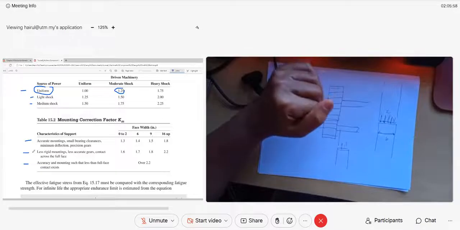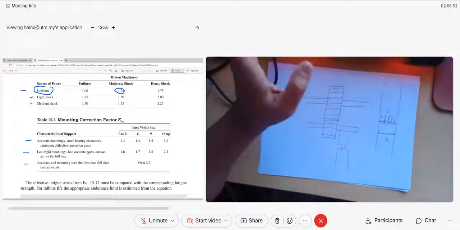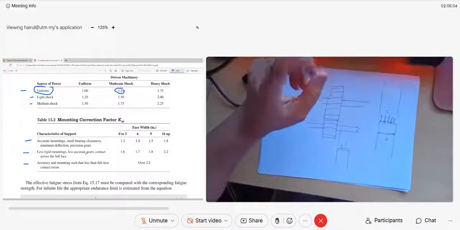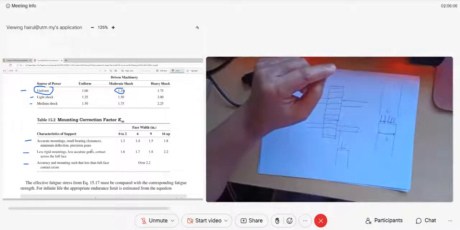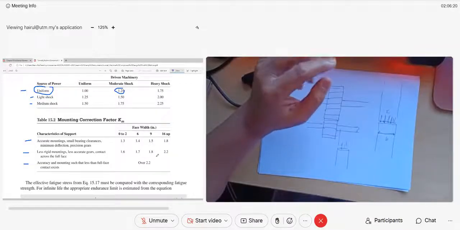Okay, guys, the middle one is less rigid mounting, less accurate gear. Sometimes the question always states it, so read the question: less rigid mounting, less accurate gear, contact across full surface. If face width is 0 to 2, use 1.6. If face width is 6 inch, 1.7. Face width is 9, 1.8. Greater than 6, 2.2. Okay, guys, that's about your KM.